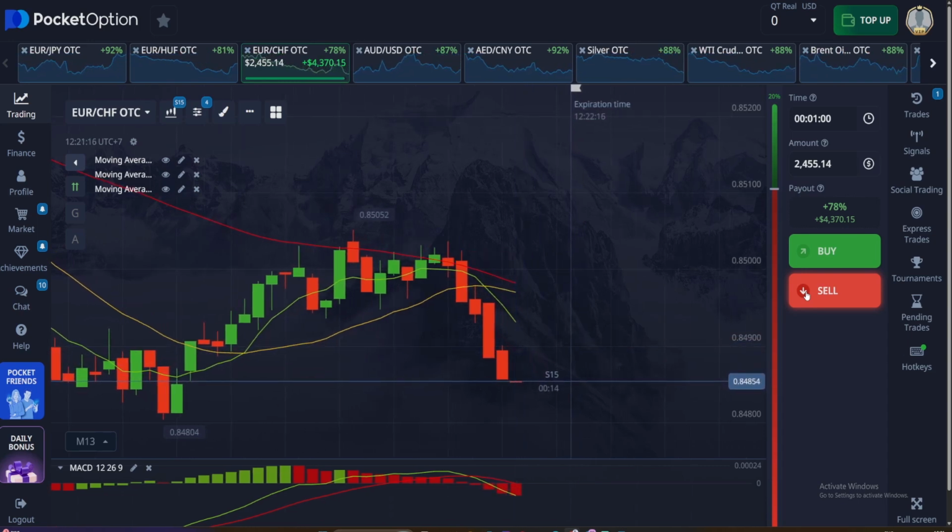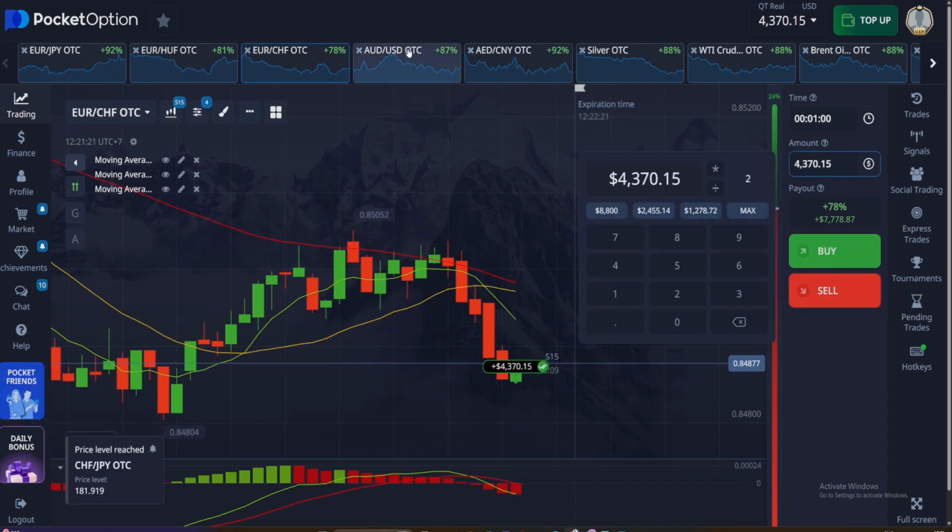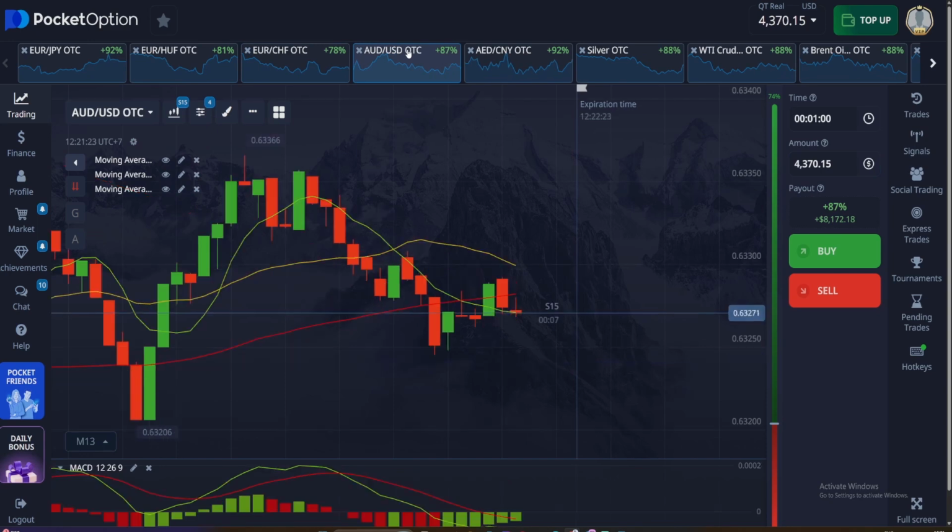And it turned out just as expected. This trade closed in profit. Now, I'm going to keep watching the next market to spot the best opportunities.